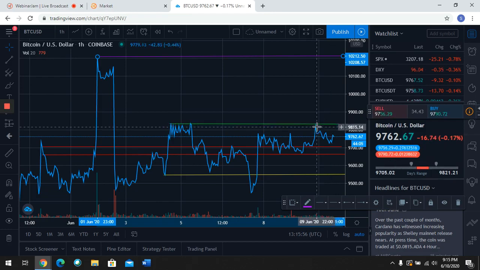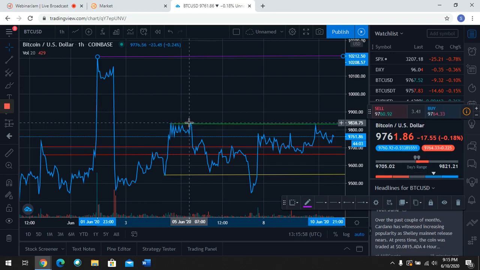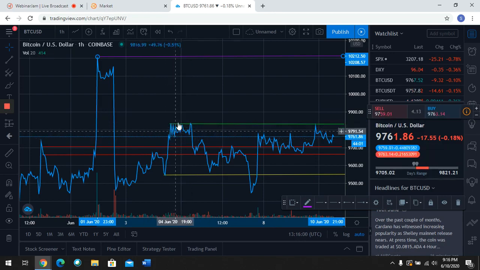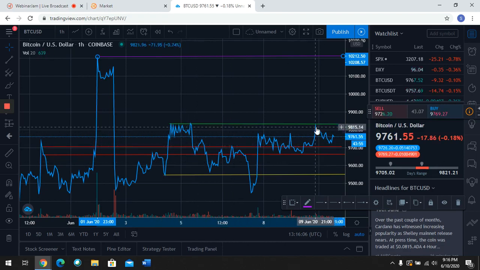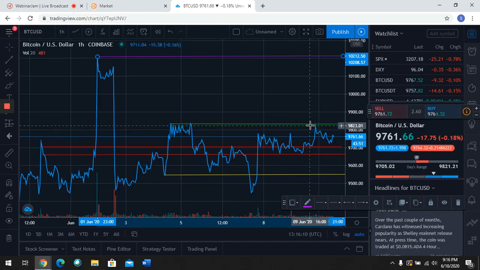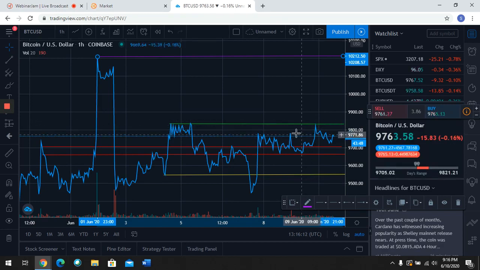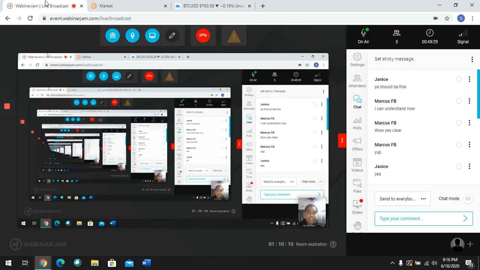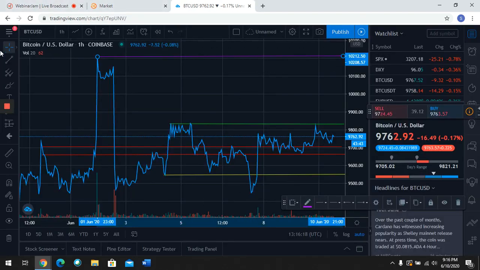It tried here, it failed. It tried here, it failed. It tried many times and failed. It was unable to break that 9830 level. So let's see whether they are able to do it this round. So that's on line charts. Any questions? If no questions, I'll be moving to bar charts. So let's clear this up.